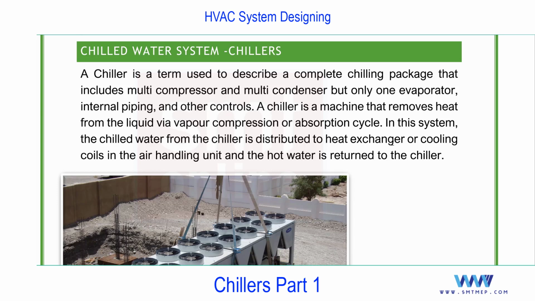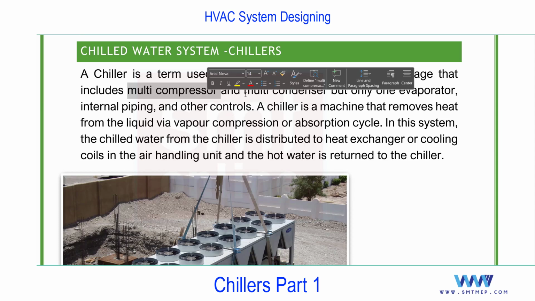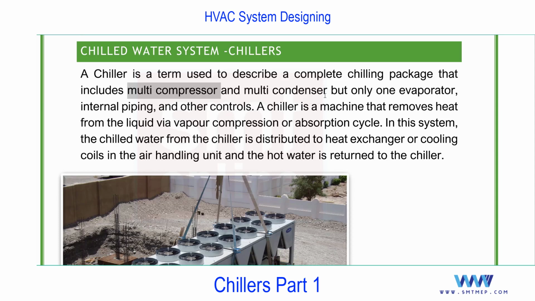Here a chiller is a term used to describe a complete chilling package that includes multiple compressors. It can be one compressor or two compressors or more than that, depending on the capacity. You will find multiple condensers. And remember, if I use the term multiple condenser, I'm talking about air-cooled condenser. In water-cooled condenser, the type is different, in that you'll find one type, that is shell and tube. We'll discuss after learning air-cooled and water-cooled, and you'll get the clear idea. But if I use this term multiple condenser in a chiller, I'm talking about an air-cooled chiller. At this level, don't get confused. Just let me complete this. This is just a beginning.